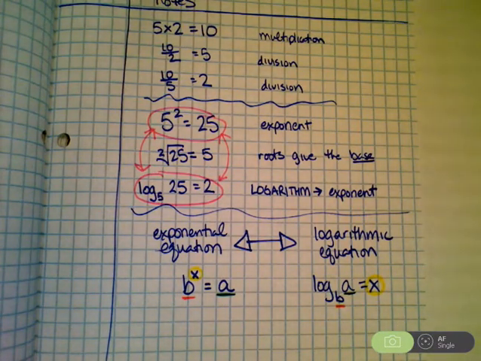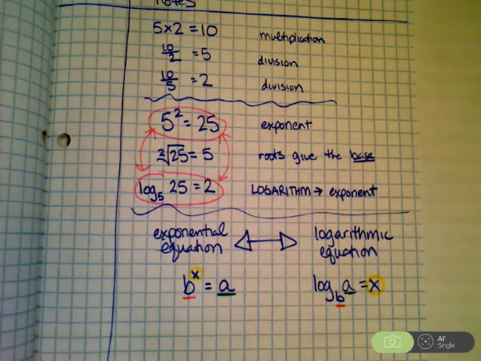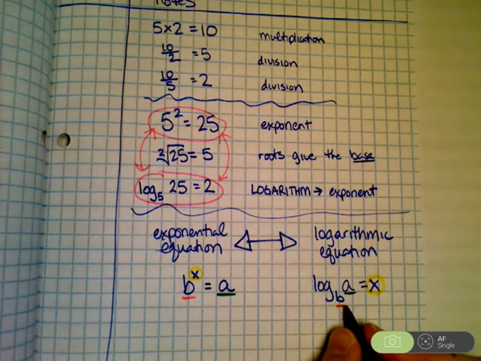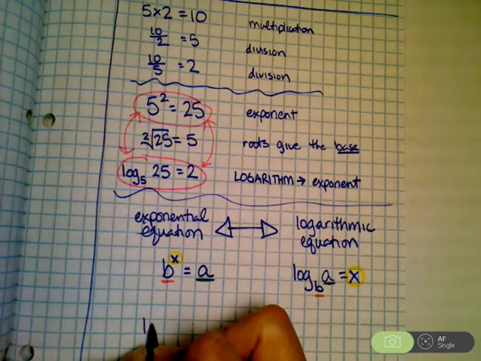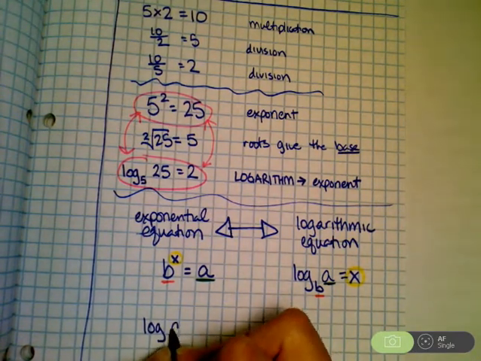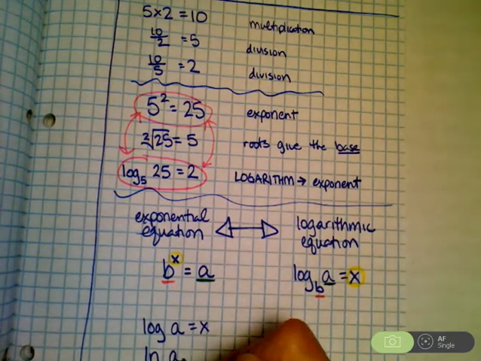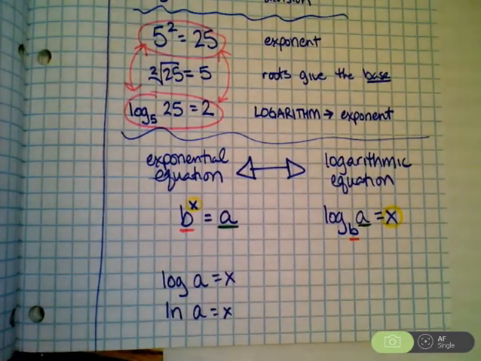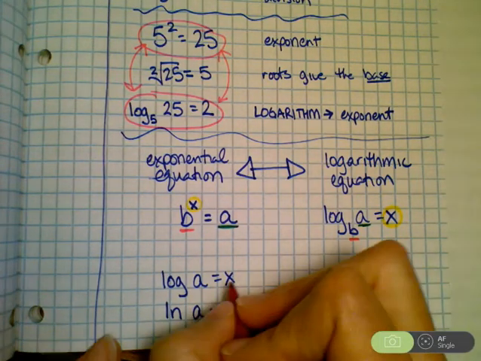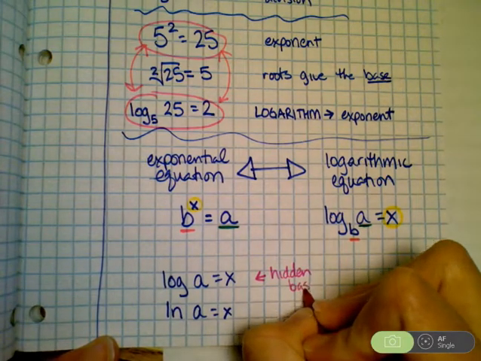So a couple of these that come up a lot. We have b to the x equals a, which means log base b of a equals x. Most of the time you'll actually see a base written, but occasionally you'll see just the word log of a equals x, or you'll see ln of a equals x. And those two both have hidden bases. Those are the most common ones used. So this one, just the word log, has a hidden base of 10.